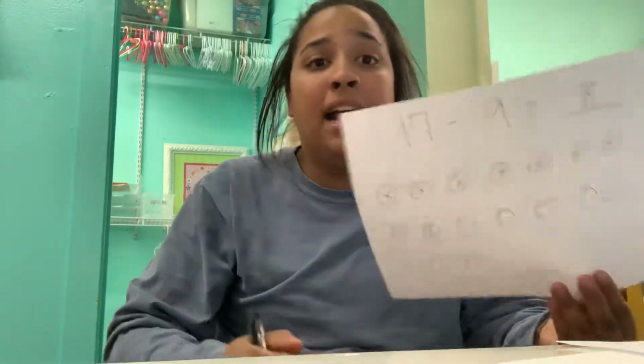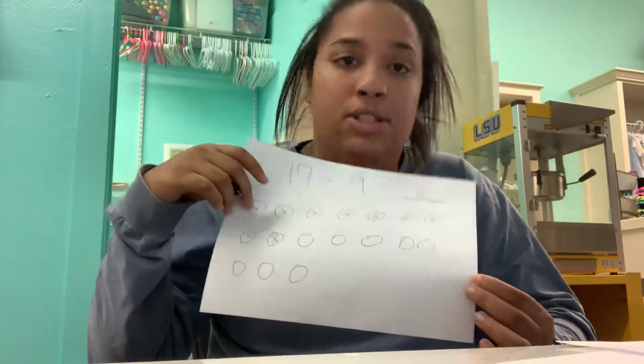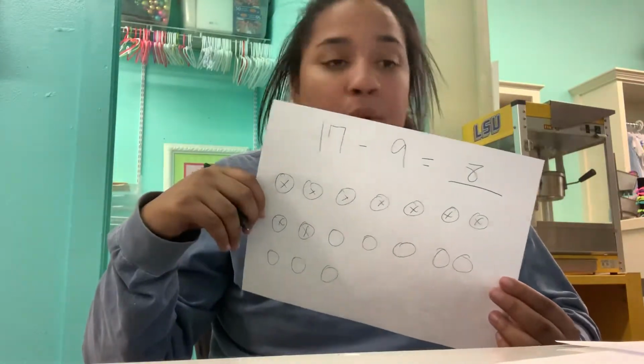But I just think personally the takeaway method's easier because the kids actually see the X's and they realize that we don't count whatever has an X on them.